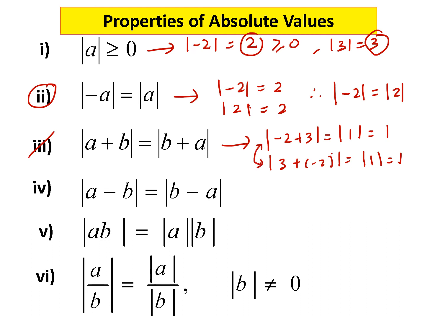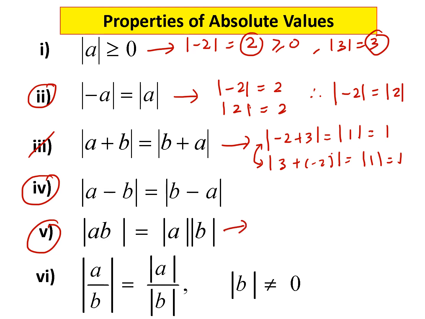Right, sama juga kalau yang keempat. Awak minus A minus B sama je dengan B minus A. Yang kelima, modulus of A times B is equal to modulus of A times modulus of B.